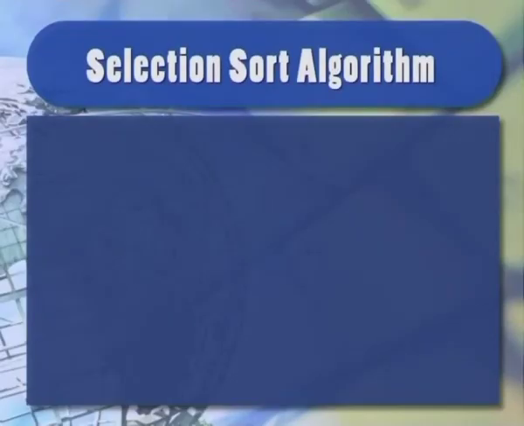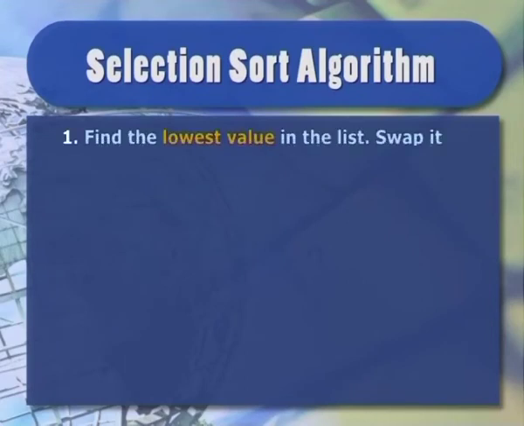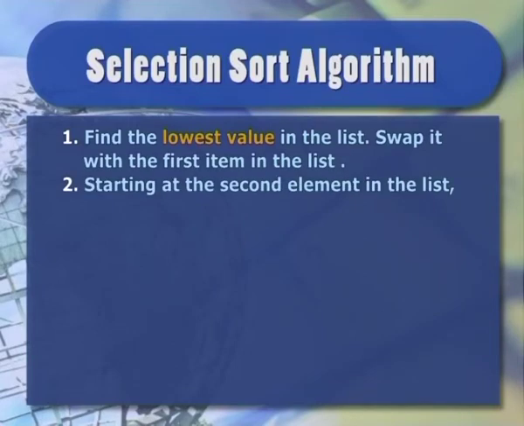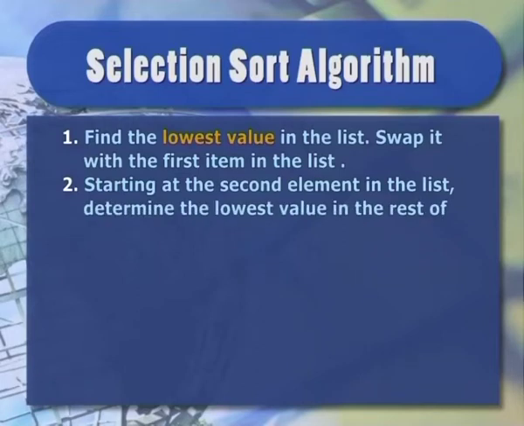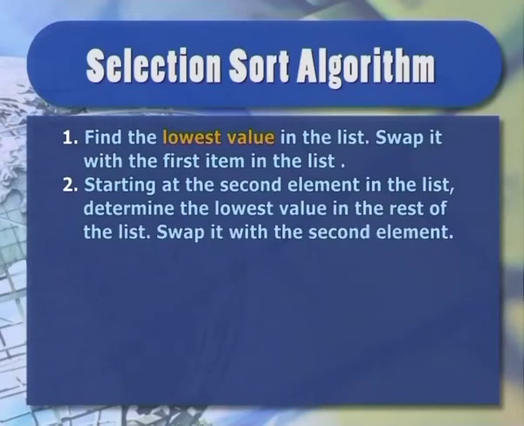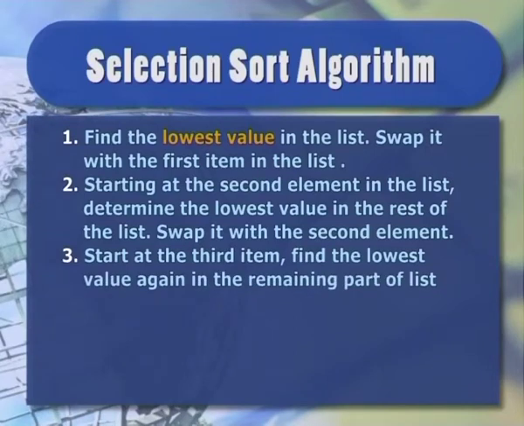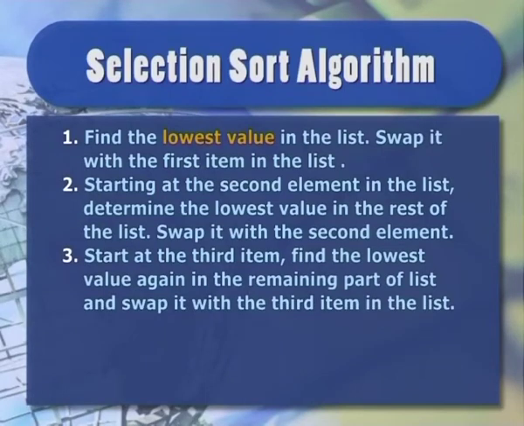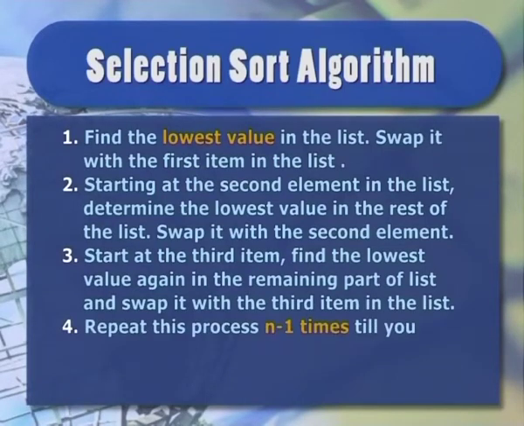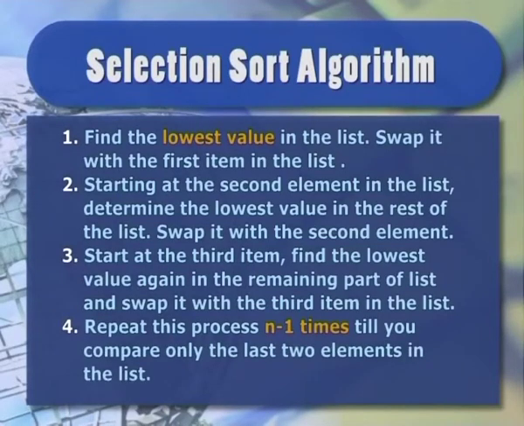The steps of selection sort are: first, find the lowest value in the list and swap it with the first item in the list. Second, starting at the second element in the list, determine the lowest value in the rest of the list and swap it with the second element. Third, start at the third item, find the lowest value again in the remaining part of the list and swap it with the third item in the list. Fourth, repeat this process n minus 1 times till you compare only the last two elements in the list.